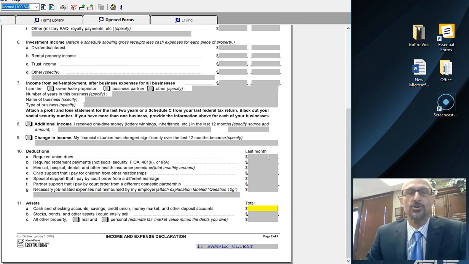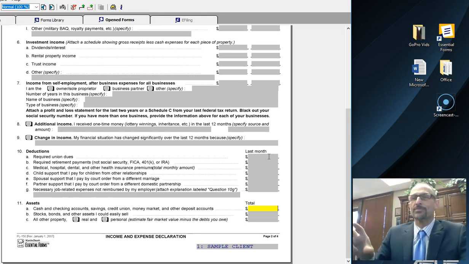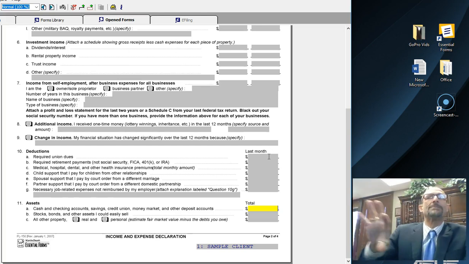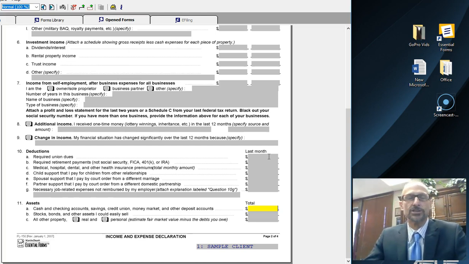All right, we're moving on to assets. This is important because these next few lines are looked at by a court when they're determining if somebody's going to have to pay attorney's fees or if somebody might receive attorney's fees. And there's other reasons that this is looked at. But you need to be honest in these boxes. Again, you're signing this thing under penalty of perjury.